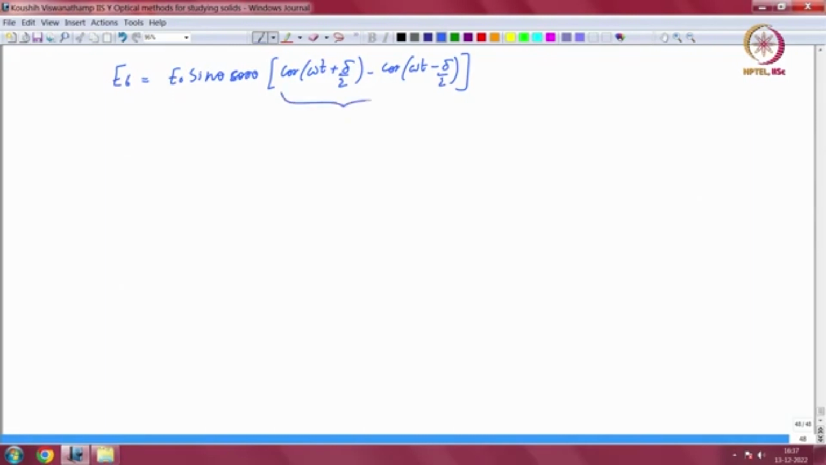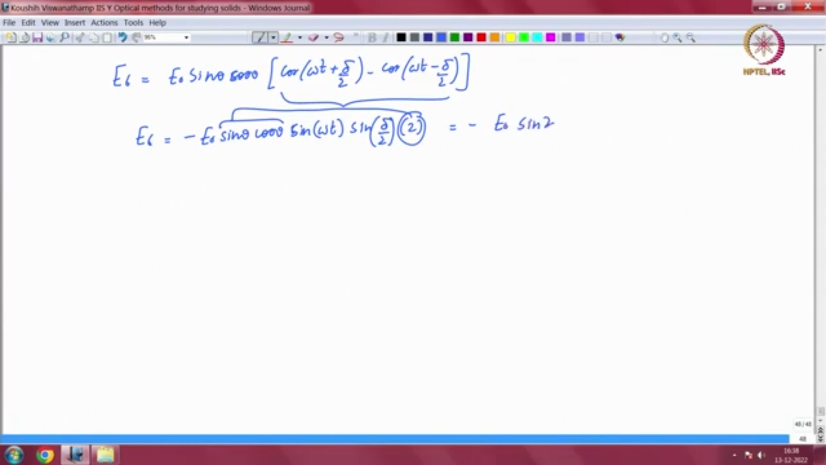So, you can use cos A plus B cos A minus B and open this up, you will get E6 is equal to minus E0 sin theta cos theta sin omega t sin delta by 2 with a factor of 2. So, I will combine the factor of 2 with this and we will write this as minus E0 sin 2 theta sin omega t sin delta by 2, that is E6.